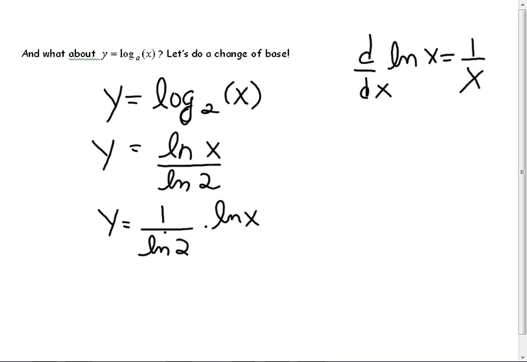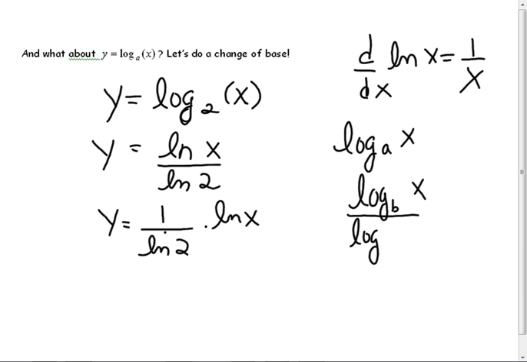Why are you allowed? That's just a change of base formula. So if I have log base a of x, I can change it to log of x base b over log of the base there, a, base b. I want to use natural log. I could take any log I'd like, because this is the change of base formula.